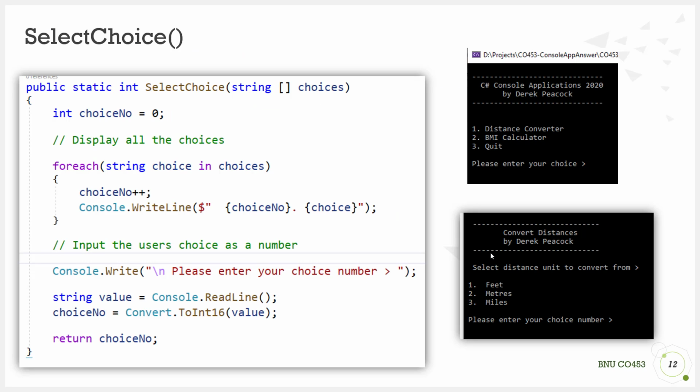We're now going to do the next refactoring, which is to introduce into our console helper a SelectChoice method, which is passed a list of choices and returns the index value of the selected choice. So it has a return value, and we can use it for our selection of which app to run, as well as our selection between the distance units, and it can be used in the BMI calculator as well.